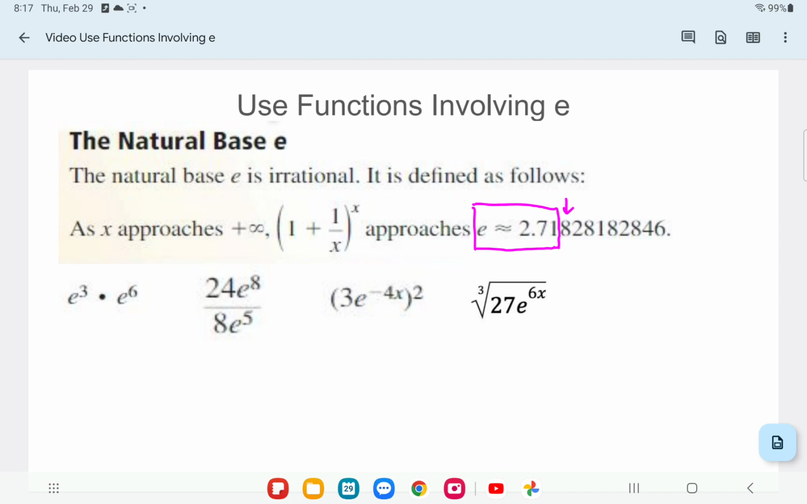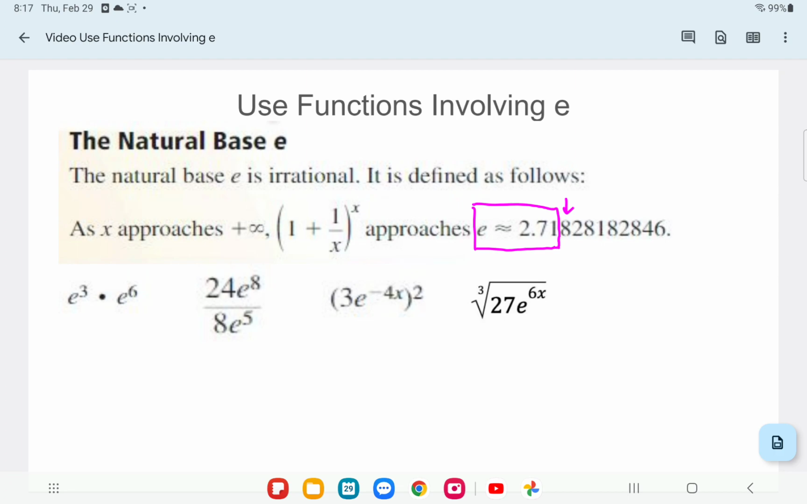And so it's kind of like pi. It's an irrational number that can be approximated. And we use it especially when we're talking about exponential growth and decay. When we are simplifying expressions with the letter e, we can treat it like a variable. And so you're basically just using exponent rules, but the difference is e is not a variable, so the values can be estimated by using your calculator.